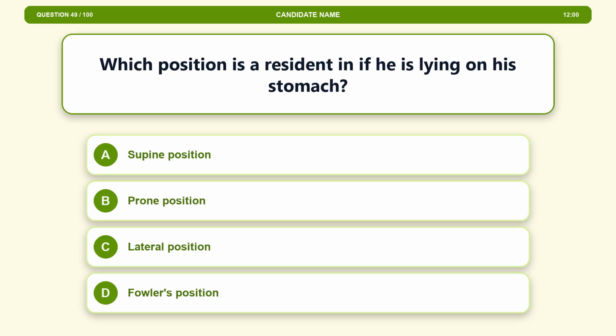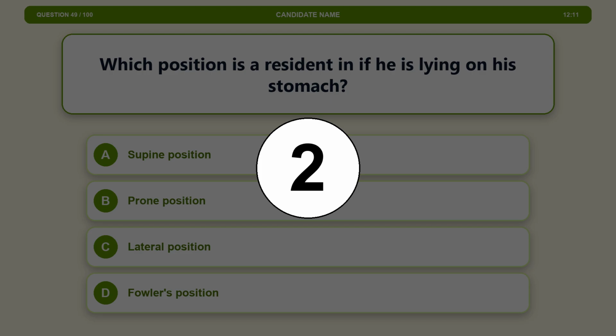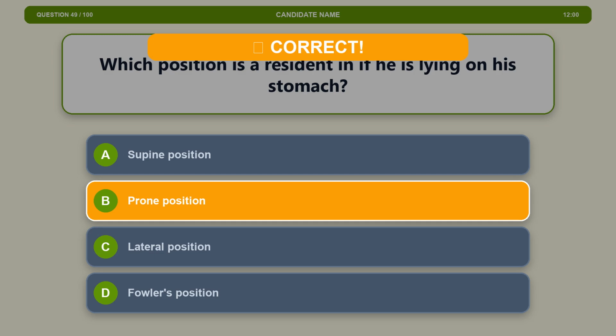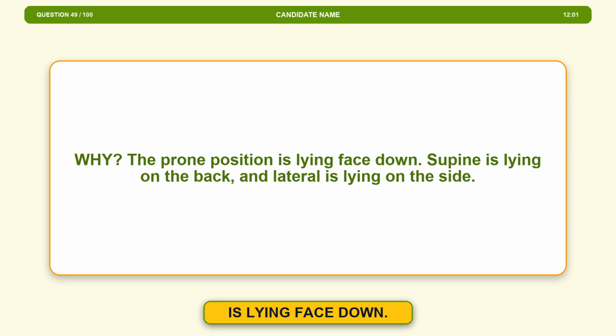Question 49. Which position is a resident in if he is lying on his stomach? Option A, supine position. Option B, prone position. Option C, lateral position. Option D, Fowler's position. The correct answer is option B, prone position. The prone position is lying face down, supine is lying on the back, and lateral is lying on the side.